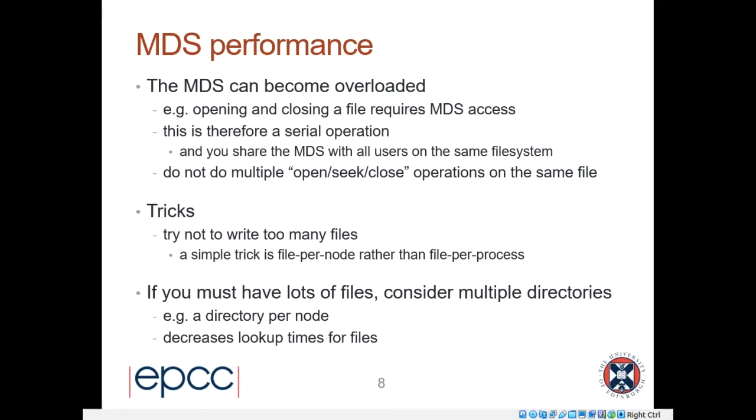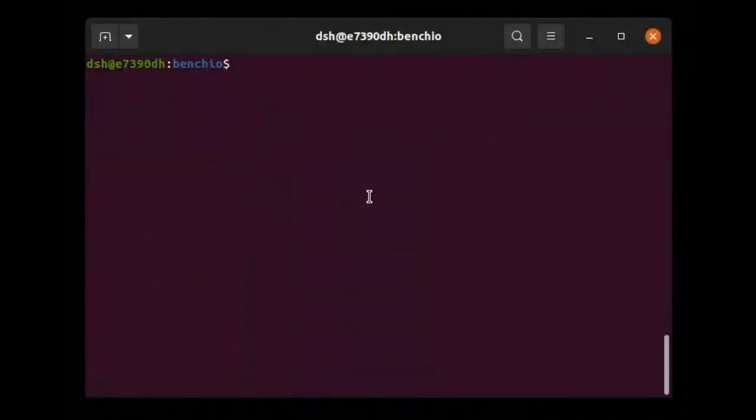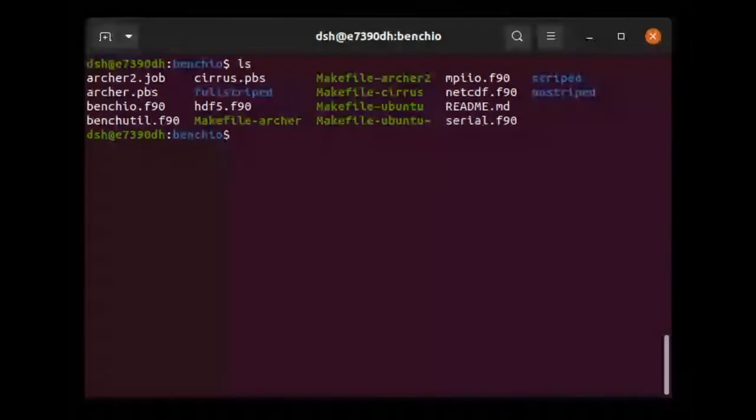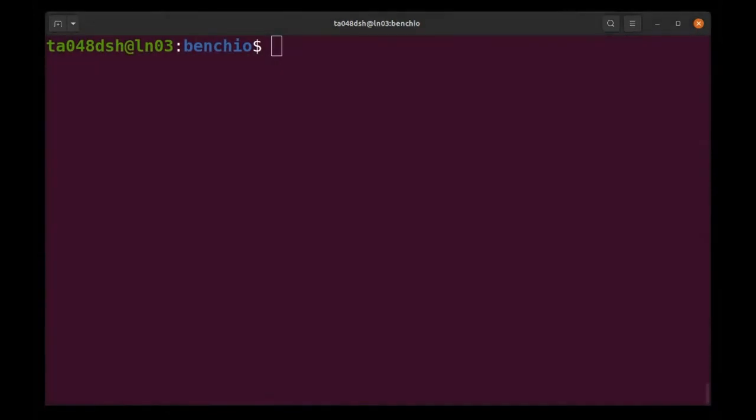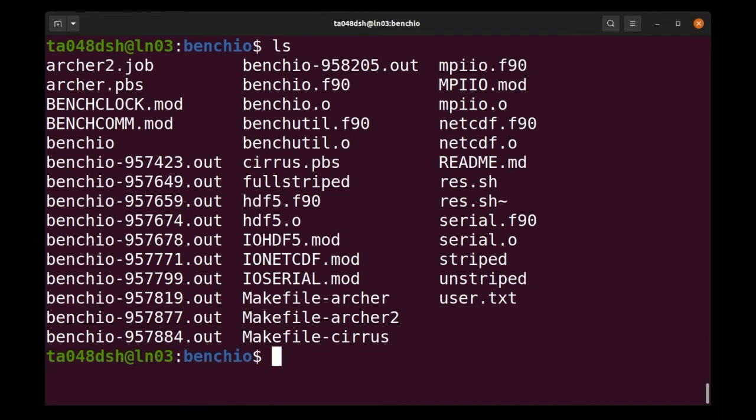I'll share a different screen here. This is my laptop. I'm in bench IO. If I do ls, you'll see that my files are colored nicely: the directories are blue, makefiles are green for some reason, and I think executables are maybe red. I can't remember what they are, but anyway, we get nice coloring. But that's on my laptop. If we go on to ARCHER2, you'll see that I've colored my cursor, but if I do an ls here, there's none of this coloring.